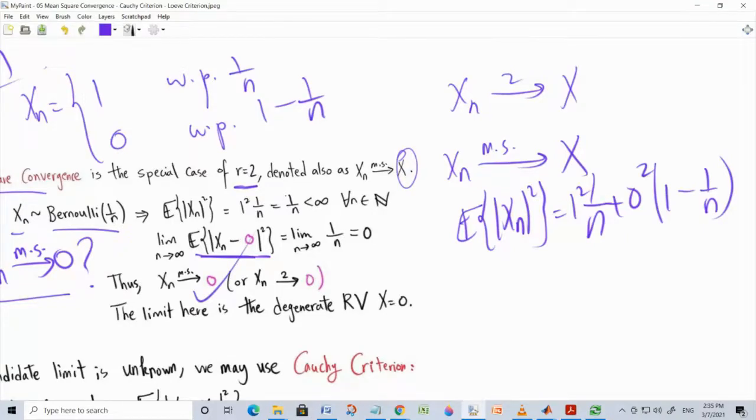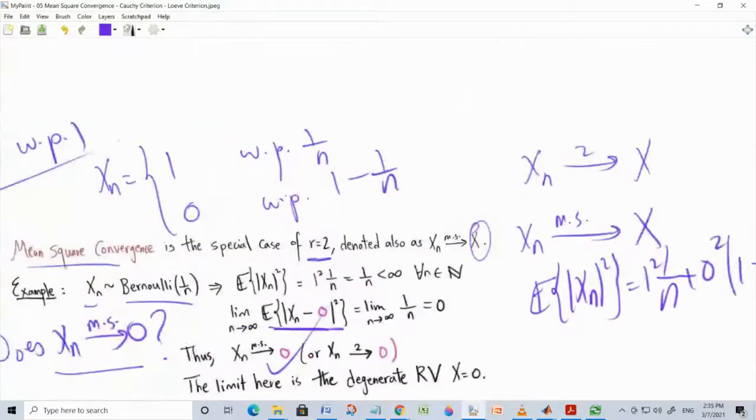So that's an example of mean square convergence. X1 is equal to 1 with probability 1, X2 is equal to 1 with probability 1/2, X3 is equal to 1 with probability 1/3, and so on. This sequence of random variables converges to the degenerate random variable big X equals 0 in mean square. It converges in mean square.